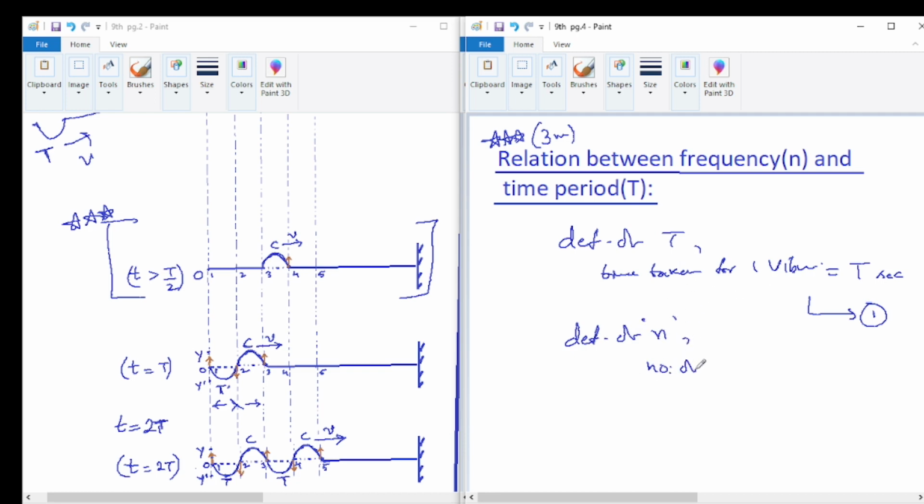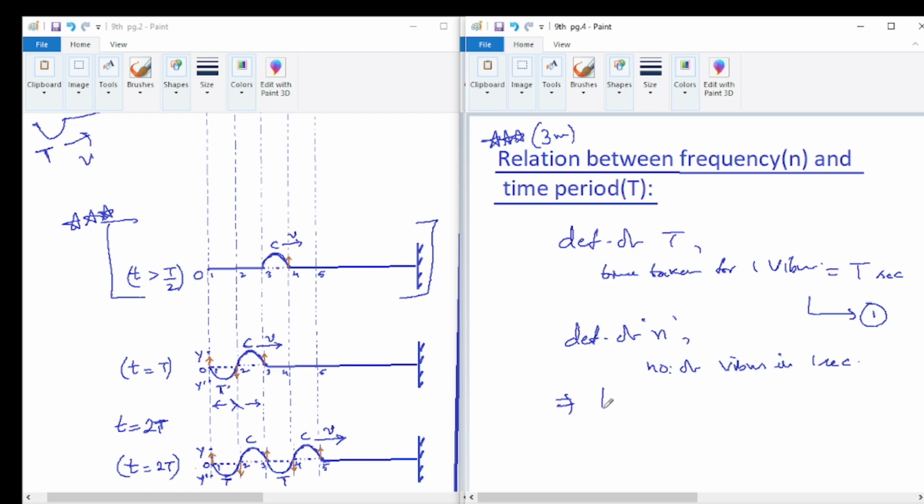Simply, the number of vibrations in 1 second, or 1 unit time. Exactly speaking, 1 unit time. But usually we measure time related to wave motion in seconds only. So number of vibrations in 1 second. Now from this, what can be said? What is the time taken for one vibration? It's t seconds. So what is the time taken for n vibrations? Frequency is n, which means n vibrations are made in 1 second.